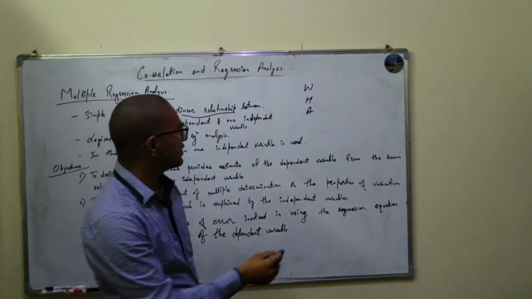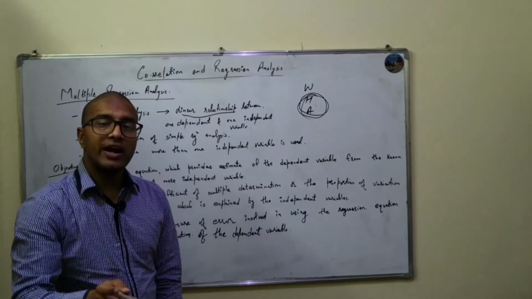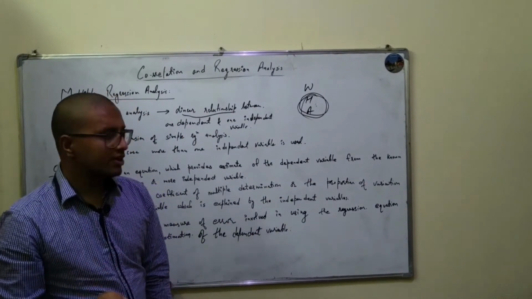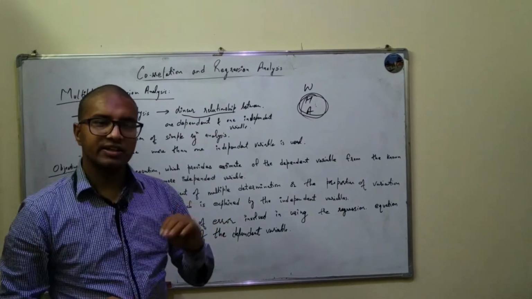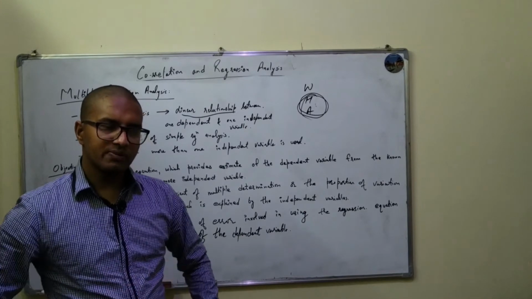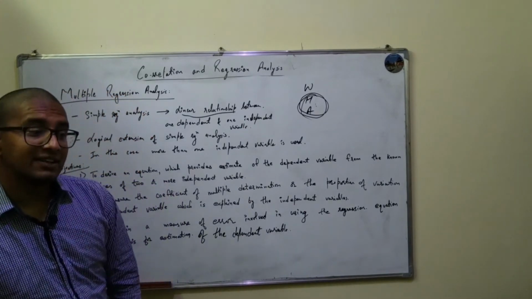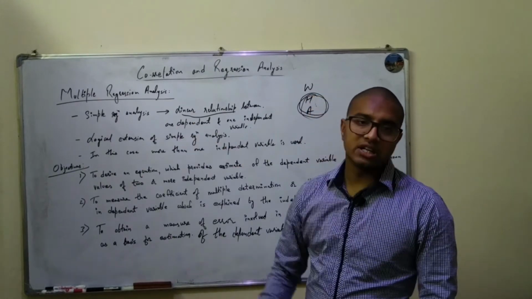So it might be affected by a combination of these two independent variables, right? That's why we require multiple regression analysis, or we need to find out the multiple regression equation. Okay, so we will be finding out that. That is the main thing. That's why we need to use multiple regression analysis.